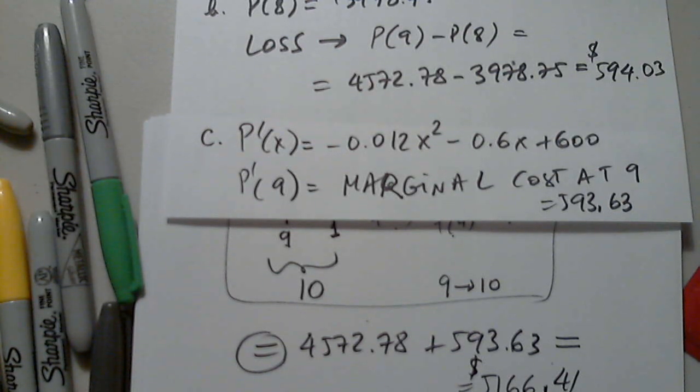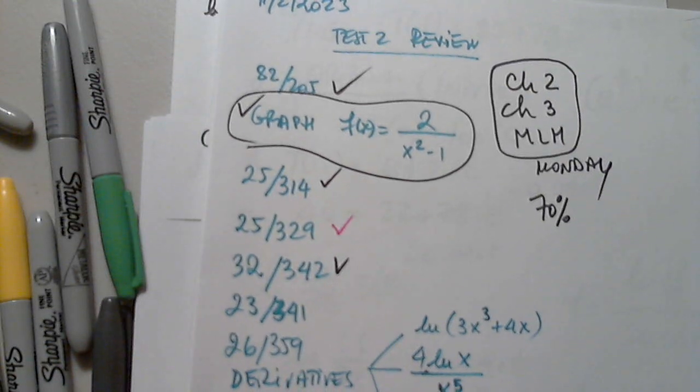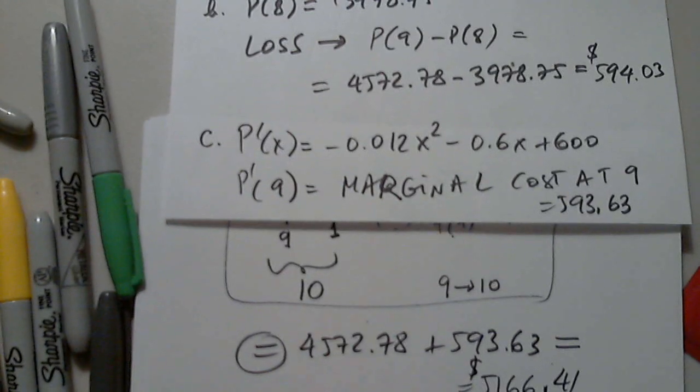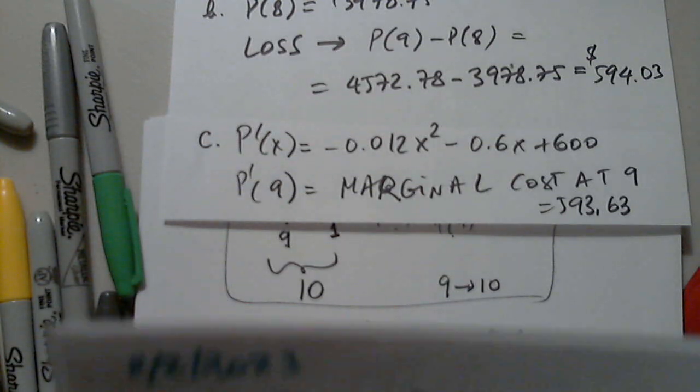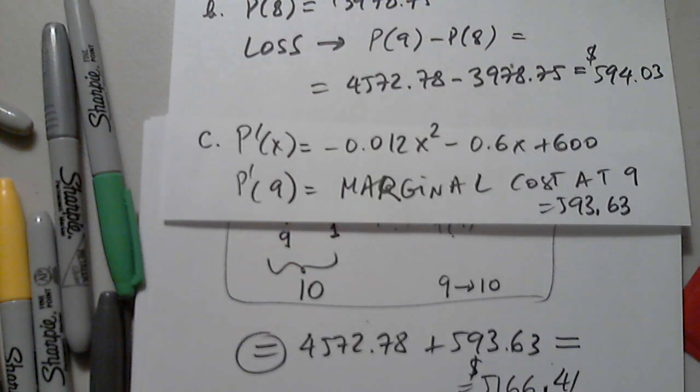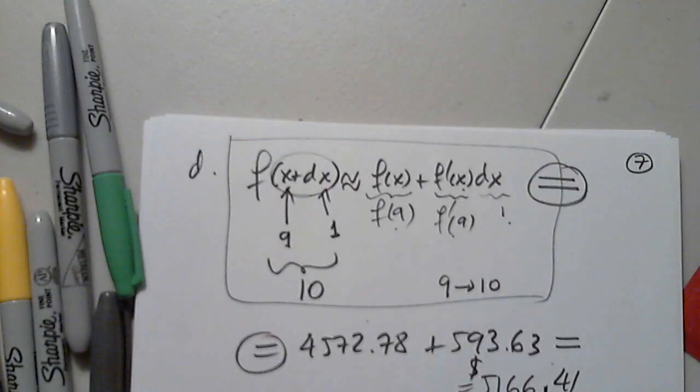Okay, where's my list? Moving on to 23 on 341. 23, 341. Did I go back? Yeah, I guess I did go back. Okay, fine. So 23. So 341, number 23.